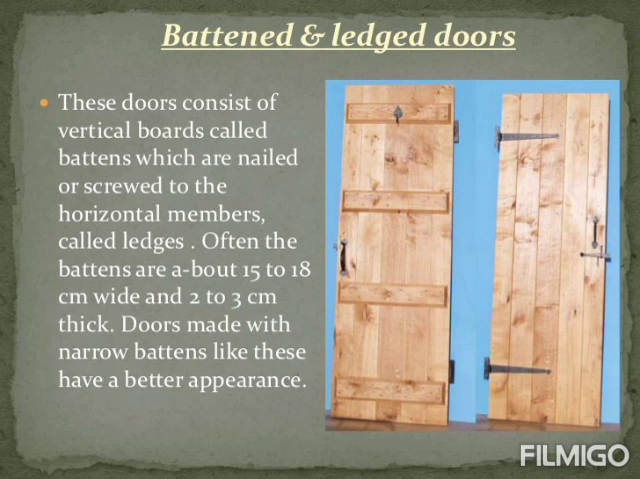Battened and latched doors. In the following slide we see an example of a battened and a latched door. These doors consist of vertical boards called battens, which are nailed or screwed to the horizontal members called ledges. Often the battens are about 15 to 18 centimeter wide and 2 to 3 centimeter thick. Doors made with these narrow battens have a better appearance.